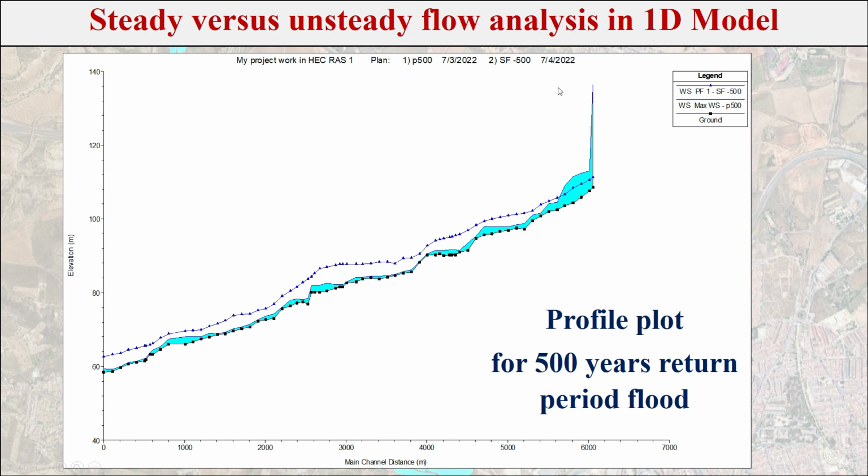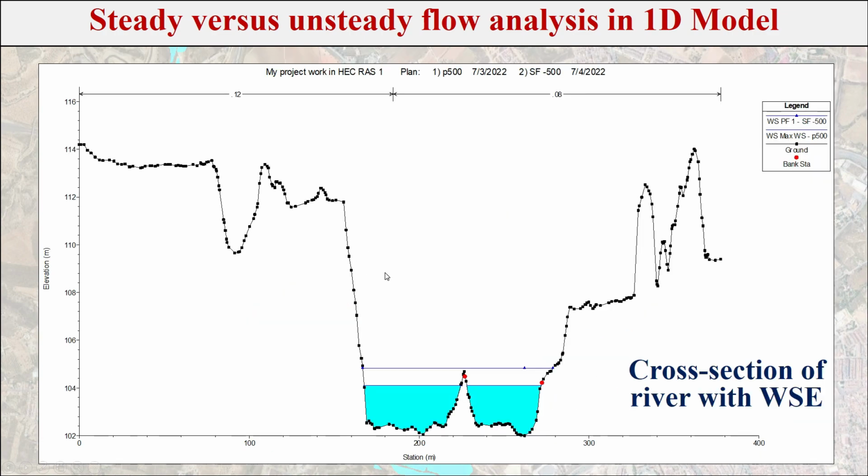Due to some error in the inflow boundary condition, there is a sudden rise in the water elevation here, and we can see that the water surface elevation in unsteady flow is lower than that of steady flow. Similarly, this is the cross section of the river, where the steady flow elevation is higher than the unsteady flow elevation. This is for the 500 years return period flood.